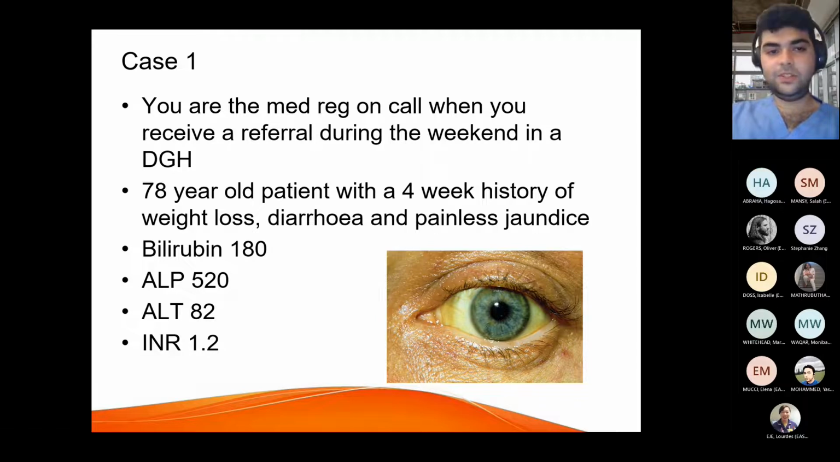So I just want you guys to think, what would you do in a scenario like this, where you're in a district general hospital on a weekend, you have an elderly patient with painless jaundice and a couple of red flag symptoms. Would you wait until the weekday to get an ultrasound? Would you get an out-of-hours CT scan? Would you wait until the daytime to get a CT scan? Those are your options available, because obviously with those red flag symptoms, we know that there's potentially something sinister going on.